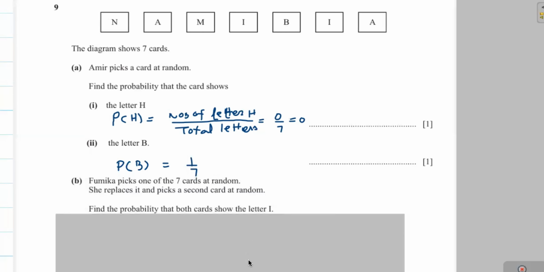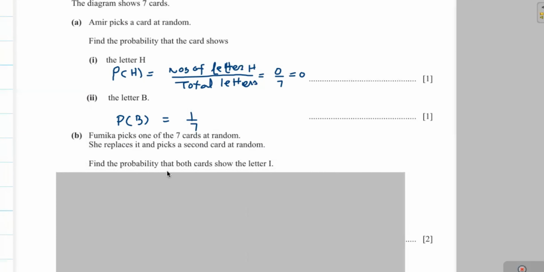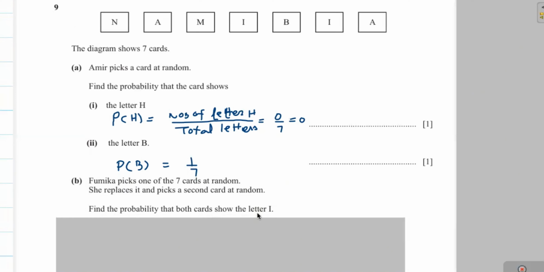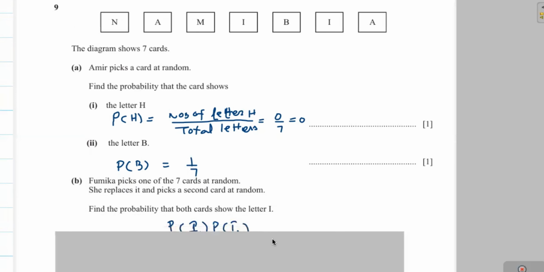Next part. Fumika picks one of the 7 cards at random. She replaces it, and picks a second card at random. Find the probability that both cards show the letter I. The probability will be equal to the probability of the first card being I and the second card being I. Then we can write P of I1 times P of I2.